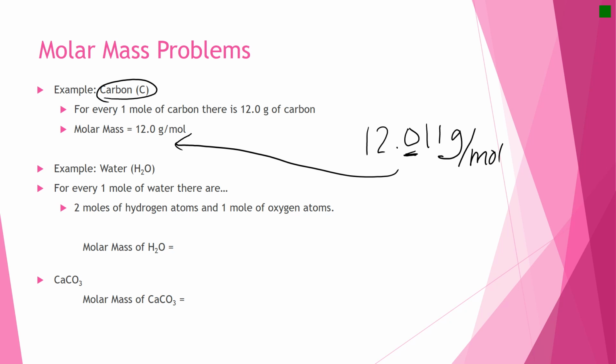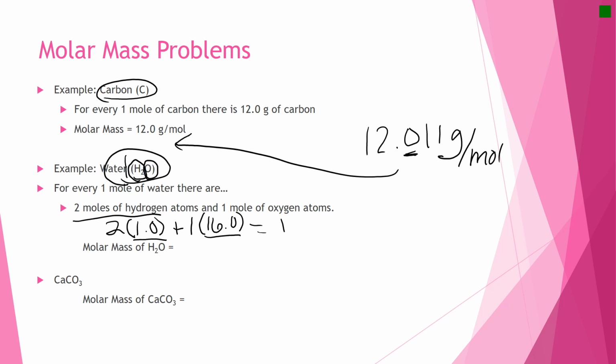If I wanted water, there are 2 moles of H for every 1 mole of H2O. There are 2 moles of hydrogen and there's 1 mole of oxygen. So what you're going to do is take 2 moles of hydrogen, each with a mass of 1.0, and then add it to 1 mole of oxygen, each with a mass of 16.0. Where am I getting this 1 and this 16? I'm looking at my periodic table and rounding to the nearest tenth. So added up, that is equal to 18.0 grams per mole.